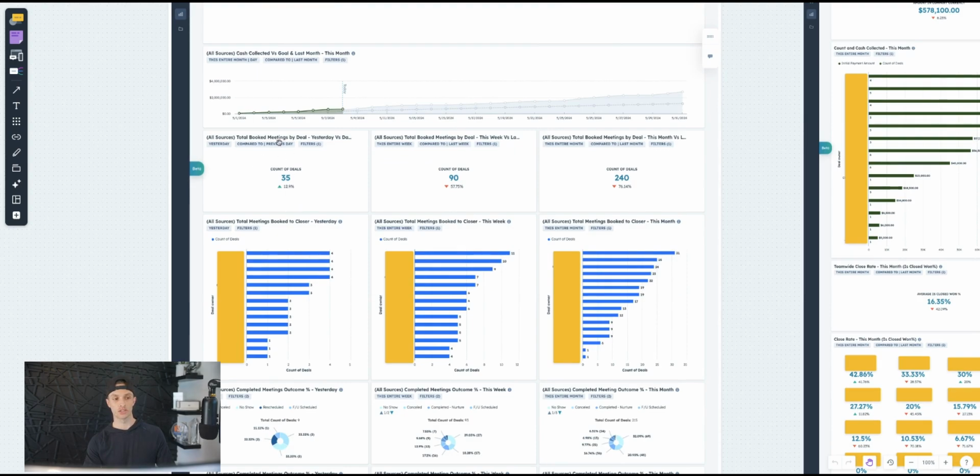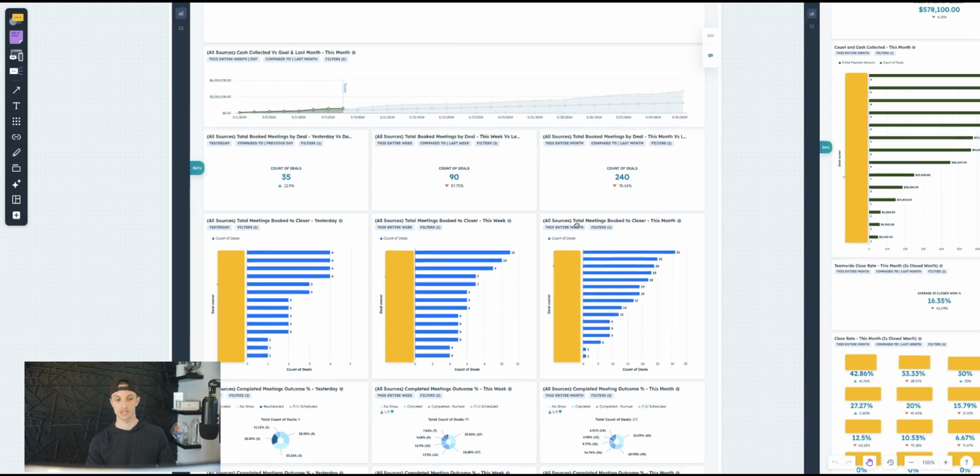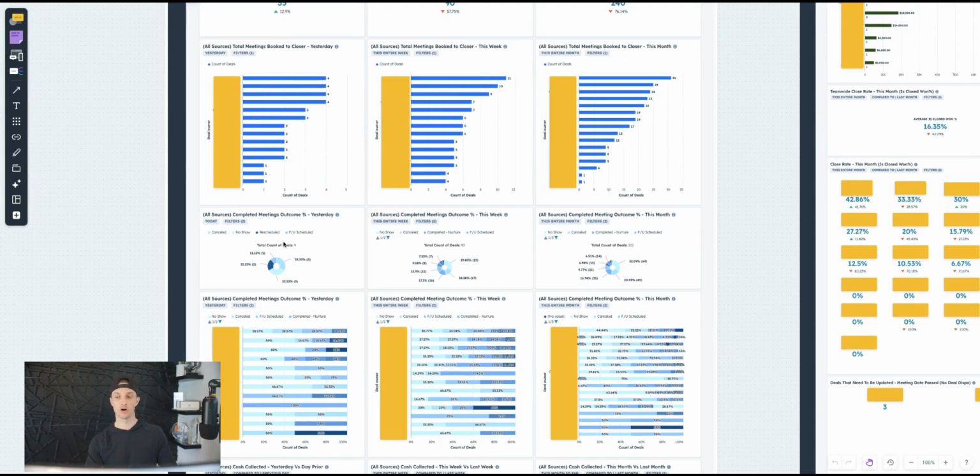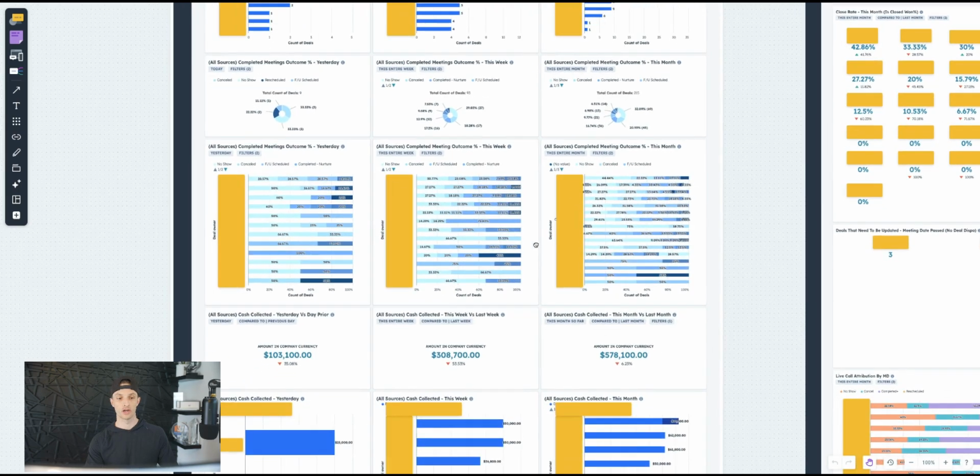You're going to be able to see the total booked meetings today, so how many we actually got booked today, not that are scheduled for today, up or down from the day before. You're going to be able to see this week versus last week, this month versus last month. You're going to be able to see all of the sets broken down by which closer they're booked with. You're going to be able to see the overall show rate, close rate, DQ rate, etc. for today, for this week, for this month. You're going to be able to see all of the completed dispositions.